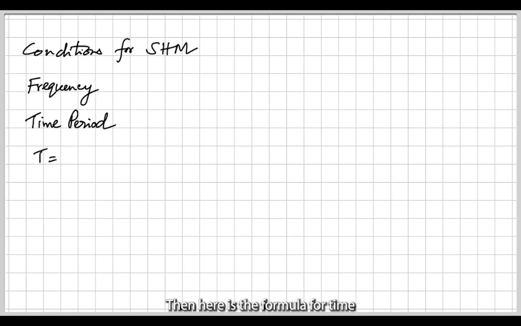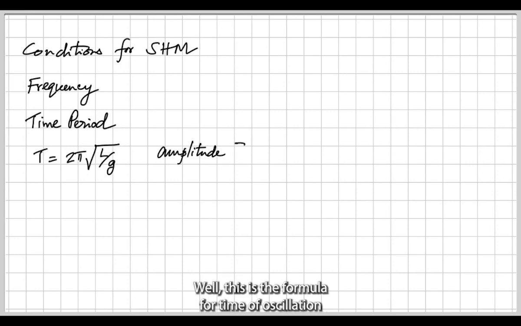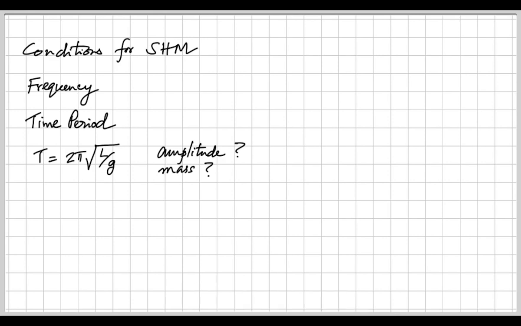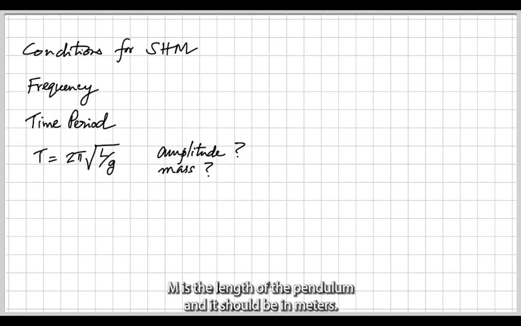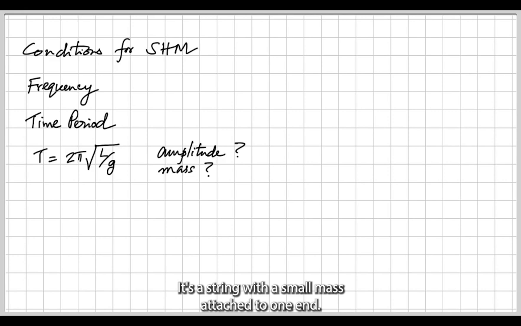Then, here is the formula for time period of oscillations of a loaded spring. Well, this is the formula for time period of oscillation of a simple pendulum. T is 2 pi square root of L over g, where L is the length of the pendulum, which should be in meters, and g is the acceleration due to gravity. Now, you know what a simple pendulum is? It's a string with a small mass attached to one end, and you pull it to one side, and it begins to oscillate.